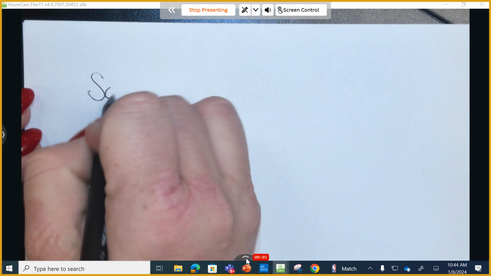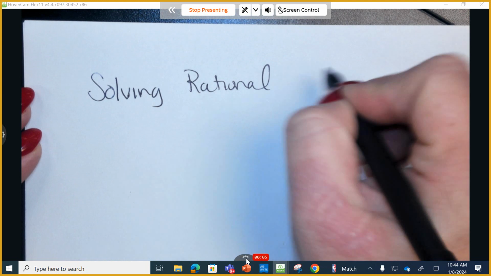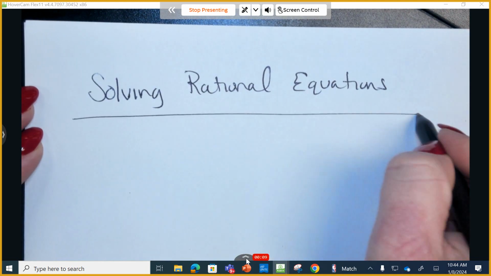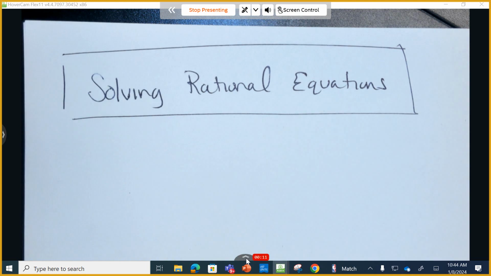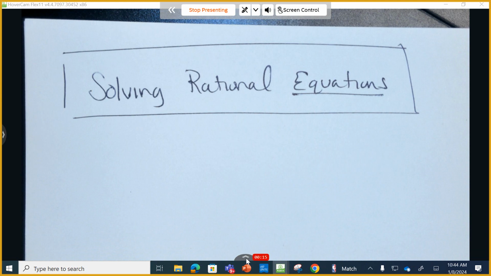Write down solving rational equations. This is our first lesson in this class for 2024. Now notice we're working with equations. We're not working with expressions.